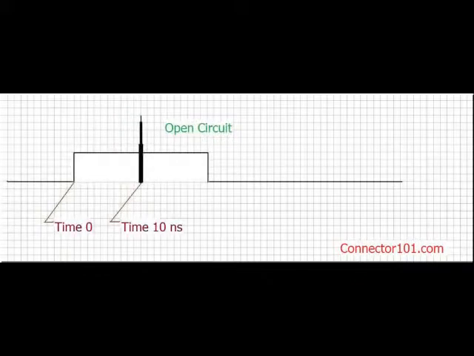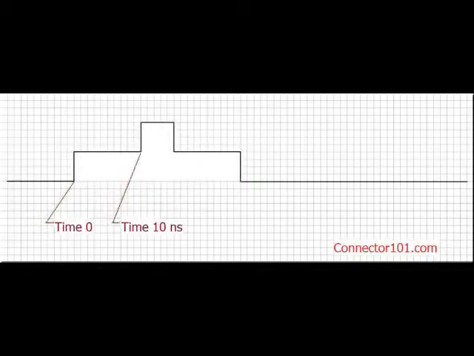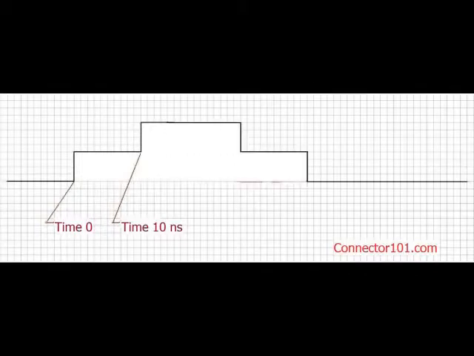At a pulse width of 10 nanoseconds or greater, the incident and reflected pulses are summed together. This is because the reflected pulse of an open transmission line is in phase with the incident pulse. As the pulse width is increased, there is more overlap. This is the width of the incident pulse, and this is the width of the reflected pulse, and this is where the incident and reflected pulses add together.